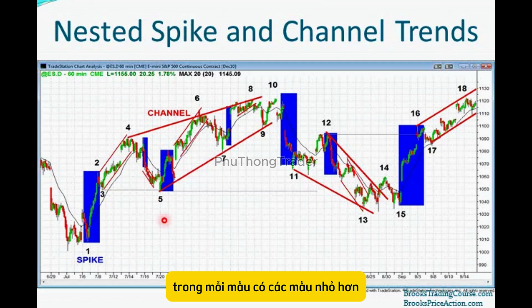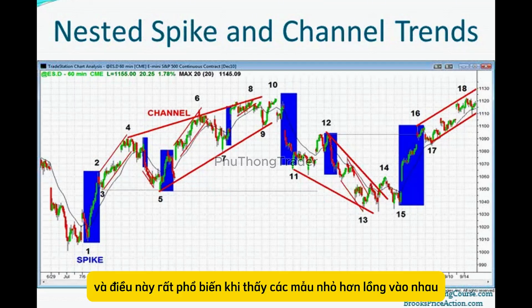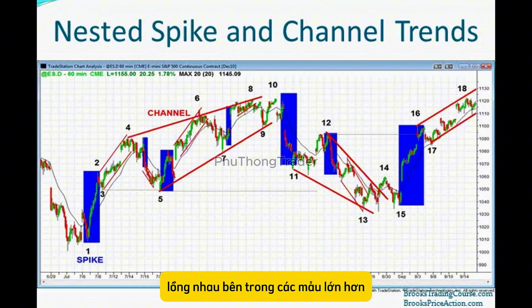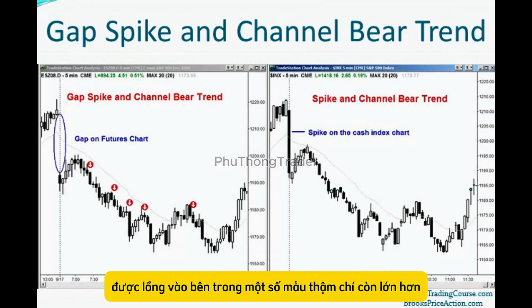Within every pattern, there are smaller patterns, there are nested patterns. So within this wedge-shaped channel, there are spikes down and channels down. There are smaller spikes up and channels up. And it's just very common to see smaller patterns nested inside of larger patterns. And if you go to higher time frame charts, whatever you're seeing on the chart in front of you is nested inside some even larger pattern.